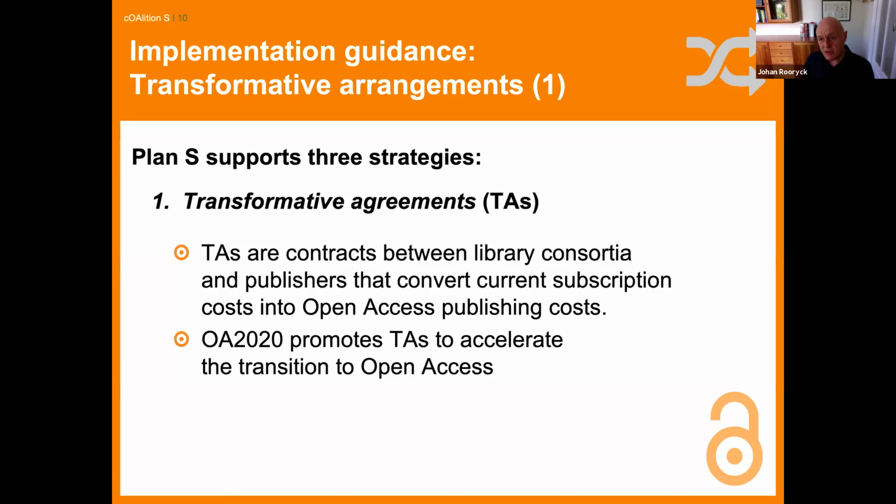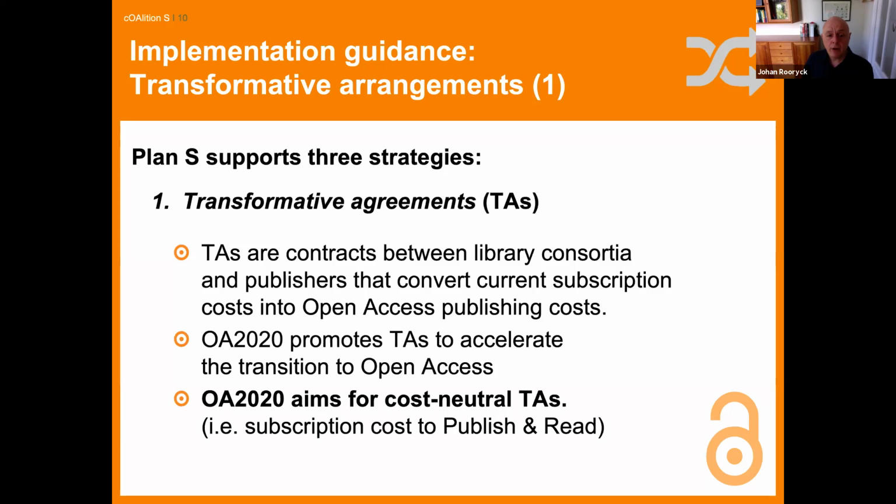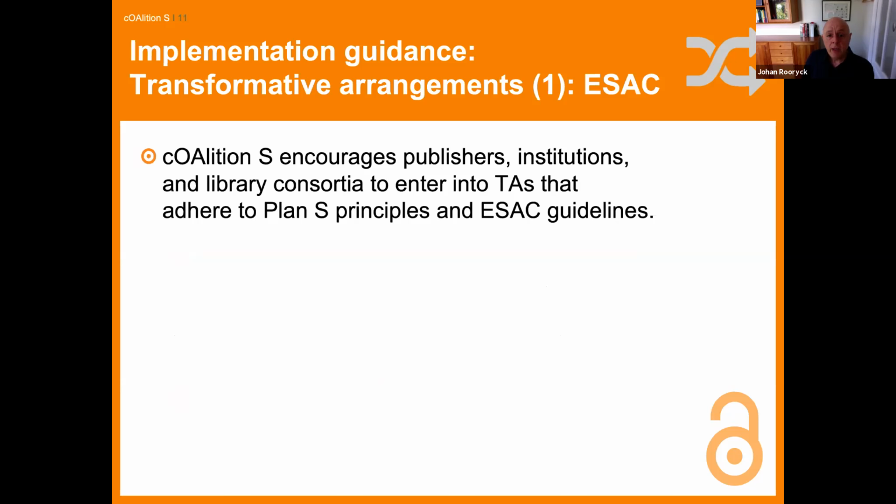Open Access 2020 is the most vigorous actor in that field, promoting transformative agreements to accelerate the transition to open access. Well, we endorse that strategy. They aim for cost-neutral TAs because, of course, publishers like to have an additional cost included in those publish and read deals. We also are in favor of cost-neutral transformative agreements. In addition, we want these to adhere to Plan S principles and to ESAC guidelines, of course.